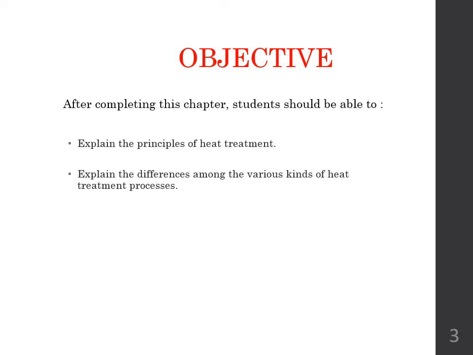After completing this chapter, you should be able to explain the principles of heat treatment and explain the difference among the various kinds of heat treatment processes according to the TTT diagram, the type of microstructure that results from the heat treatment, and the effect of heat treatment in terms of hardenability.